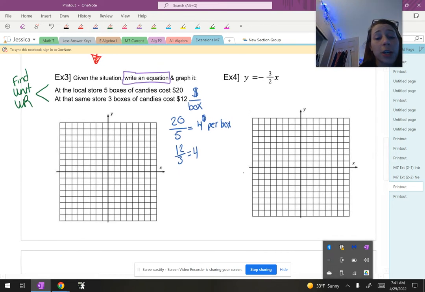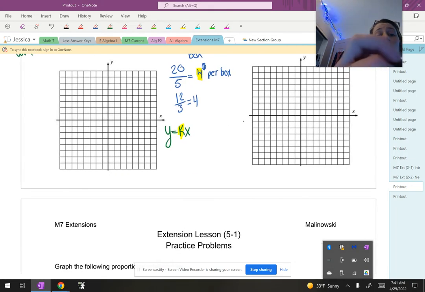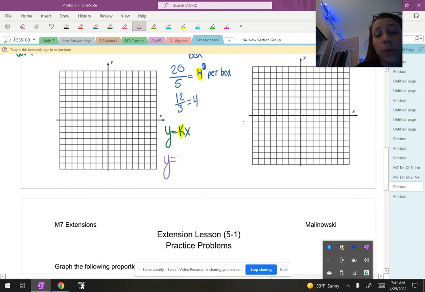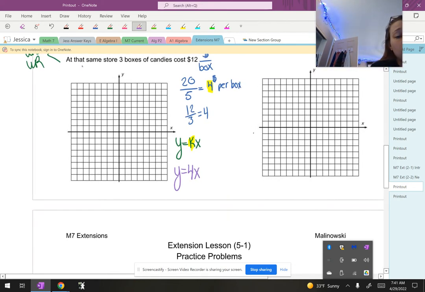Using that y equals kx equation, I'm filling in that k value, just like we've been practicing. We found our k value to be that $4 per box. So that gives us our equation of y equals 4x. So y equals 4x. Okay, graphing it just like normal, starting at that 0, 0 point.